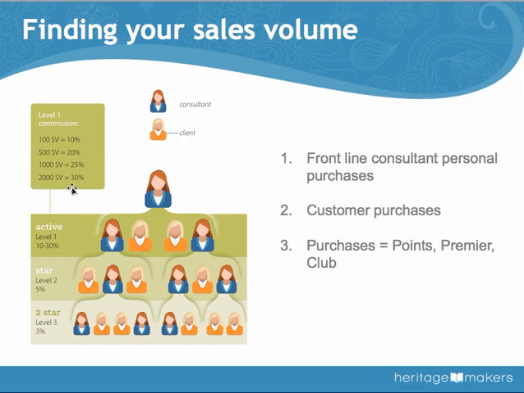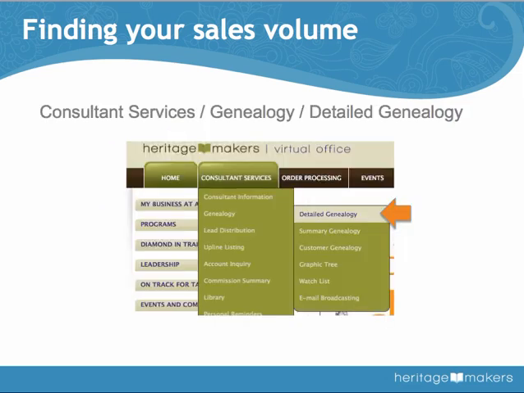So I've done a little screenshot. This is from the Getting Started guide in our virtual office. And this shows you that on your first level, anybody that you've personally recruited into the company as a consultant or as a client, those are your first level sales. So purchases are made up of not only points, but also if somebody purchases Premier or if they're on Club. So keep that in mind as you're running your sales totals, and this is how you find your sales volume.